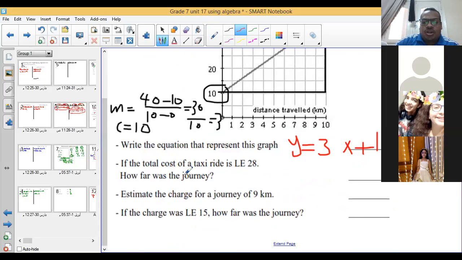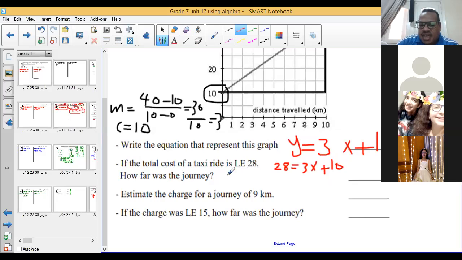And if the total cost of the taxi ride is 28, how far was the journey? So he wants the value of x. He gave you the value of y, 28. So we can write 28 equals 3x plus 10. We can solve it as a linear equation.